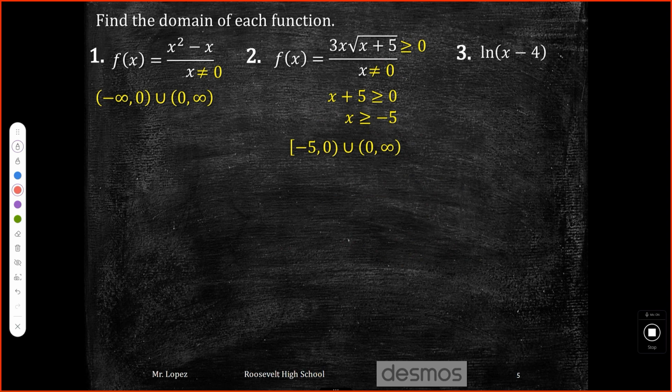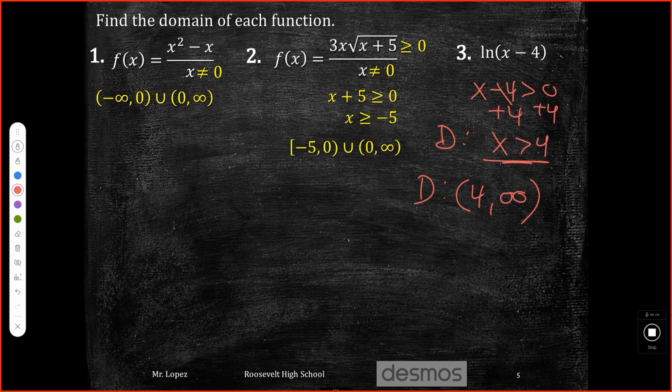This one we said that x minus 4 has to be greater than 0. So we add 4, and x has to be greater than 4. So this is the domain, all values that are greater than 4. Or if you want to do interval notation, you're going to say 4 to infinity. And they're both valid.